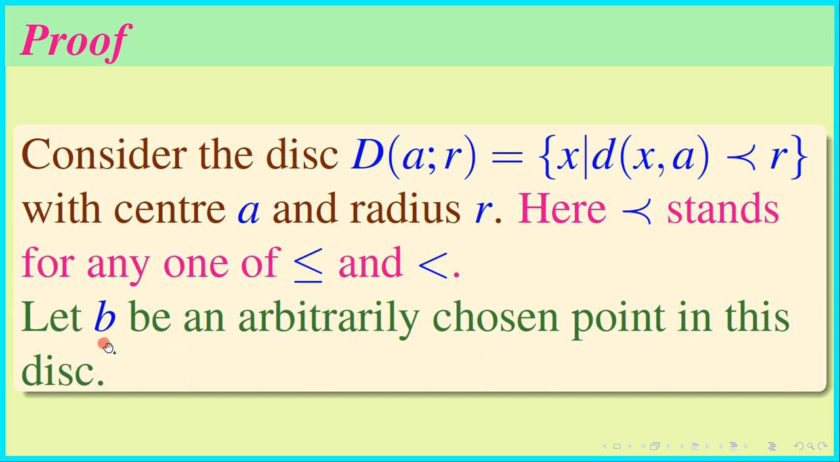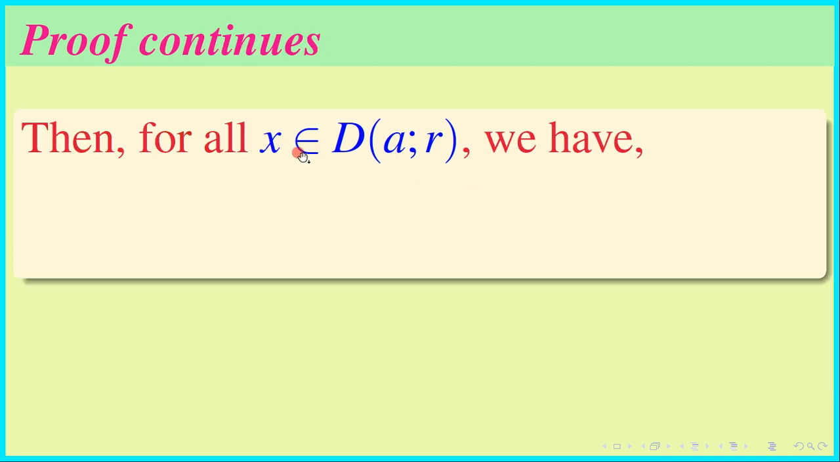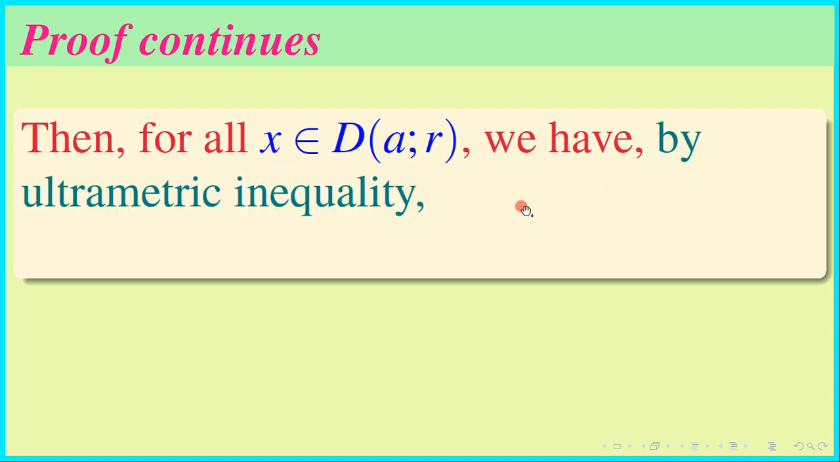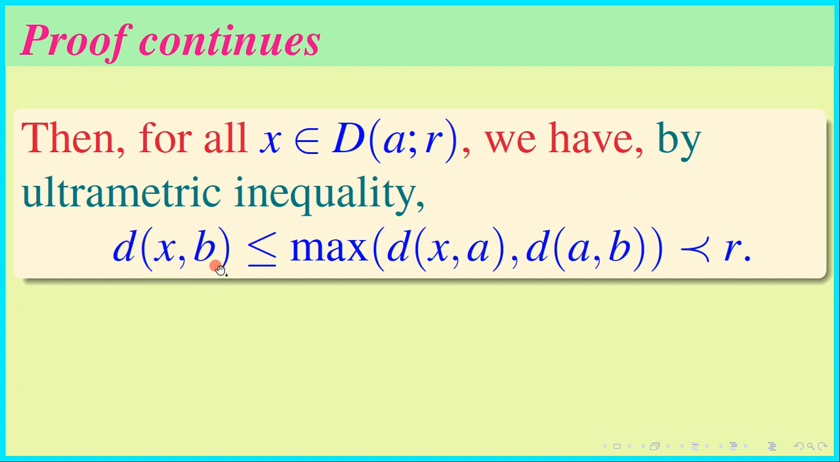Let B be any arbitrarily chosen point in this disk. Okay, we choose a point B here in this disk. Then for all x in D(A, r), in that disk, we have by the ultrametric inequality d(x, B) is less than or equal to the maximum of d(x, A), d(A, B). A is introduced, but both of them are less than r, so it is less than or equal to r.